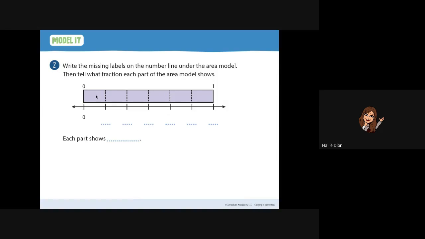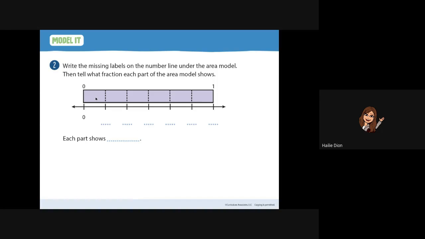So if we count, we have 1, 2, 3, 4, 5, 6 equal parts. So that means our denominator will be 6. So it's going to be a denominator of 6 for every part. Holy tongue twister. Okay, so that means this one would be 1/6, and then our denominator stays the same, only our numerator changes. So this will be 2/6, 3/6, 4/6, 5/6, and 6/6, or 1 whole.